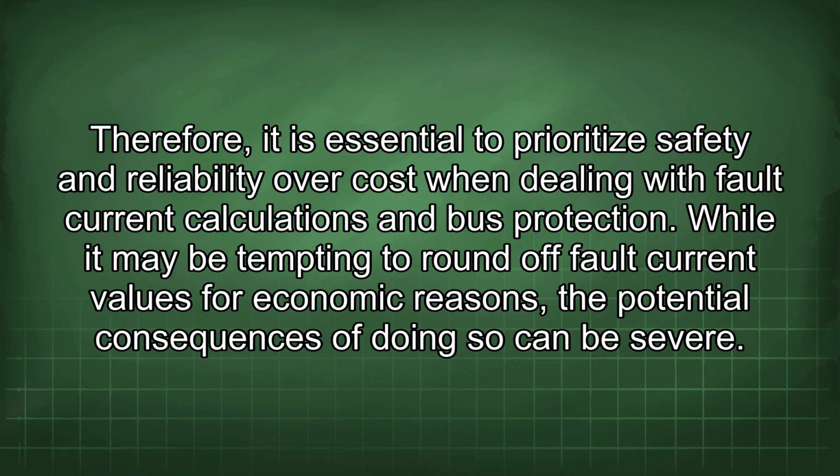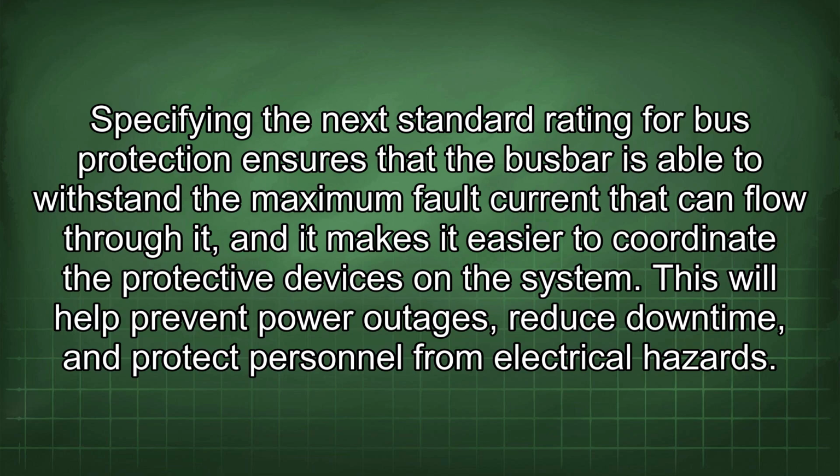Therefore, it is essential to prioritize safety and reliability over cost when dealing with fault current calculations and bus protection. While it may be tempting to round off fault current values for economic reasons, the potential consequences of doing so can be severe. Specifying the next standard rating for bus protection ensures that the busbar is able to withstand the maximum fault current that can flow through it, and it makes it easier to coordinate the protective devices on the system. This will help prevent power outages, reduce downtime, and protect personnel from electrical hazards.